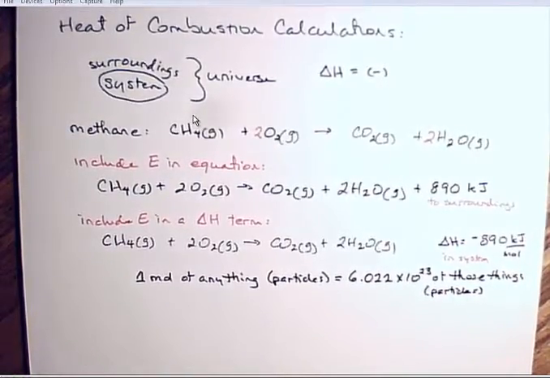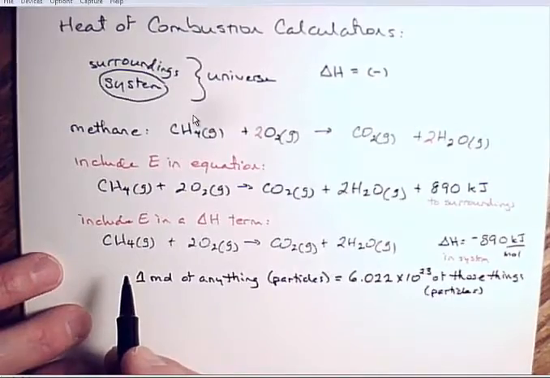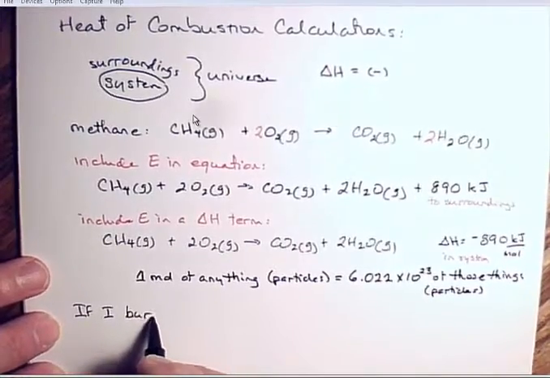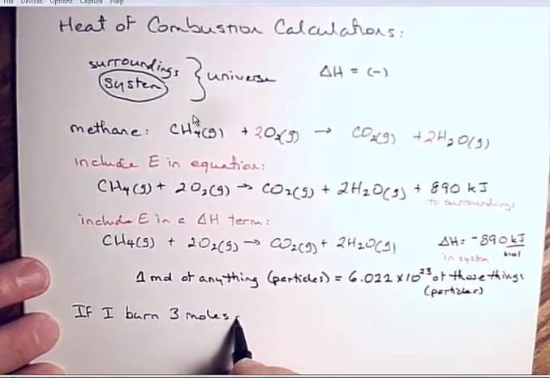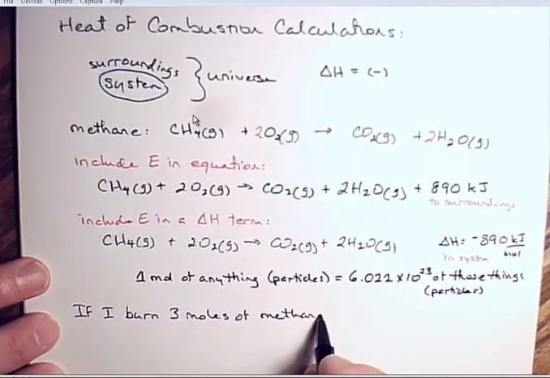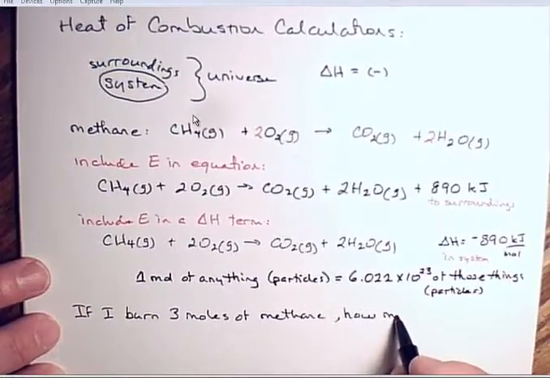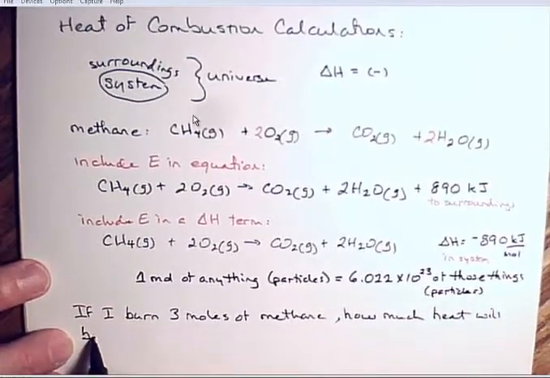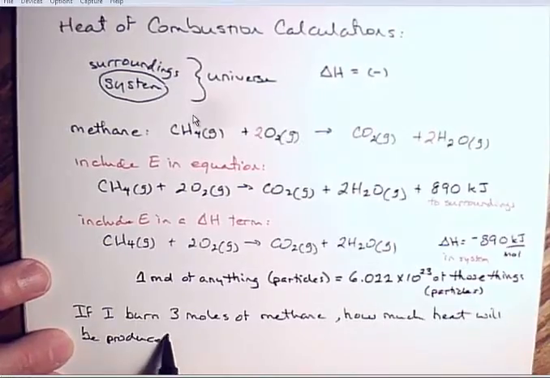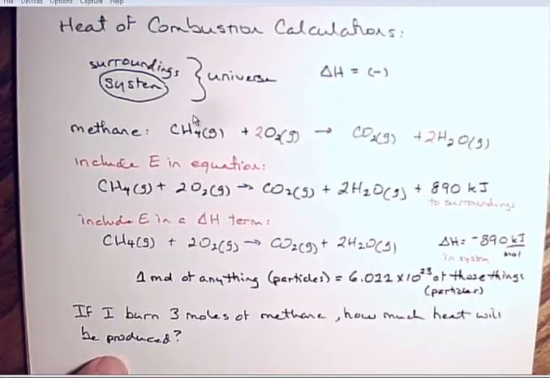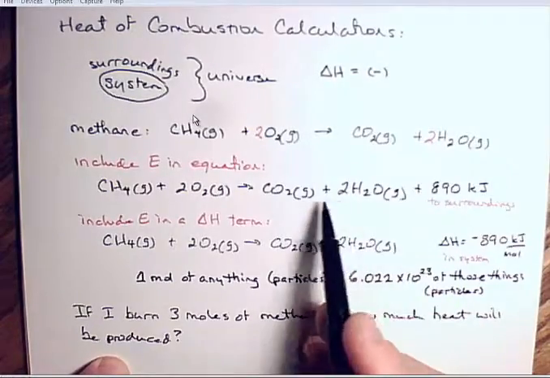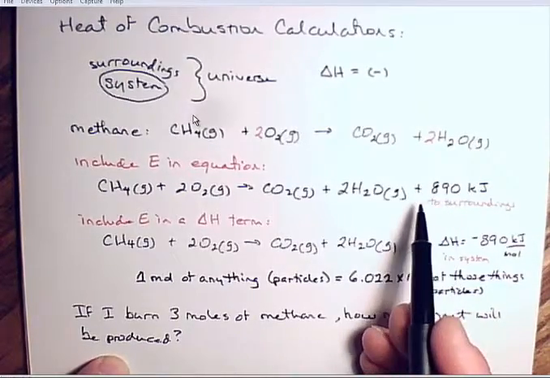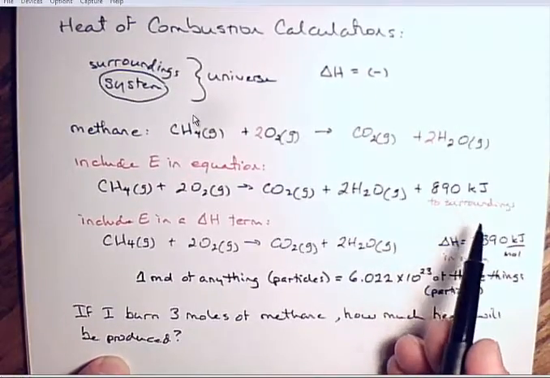All right. Now, if I burn 3 moles of methane, I want to find out how much heat will be produced. Now that word produced implies products, this side of the equation here. And when we include the energy in the equation, if it's an exothermic reaction, that's a positive number because that's telling you what's happening to the surroundings.